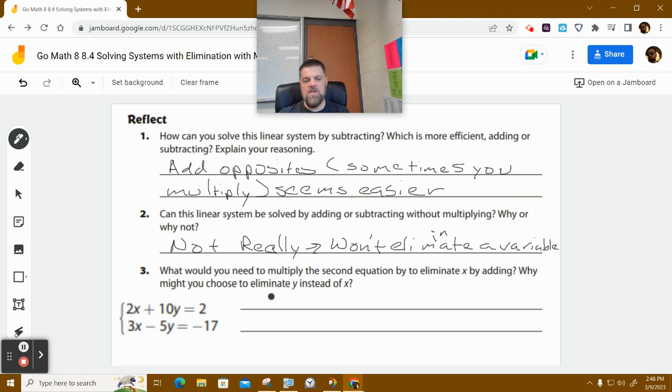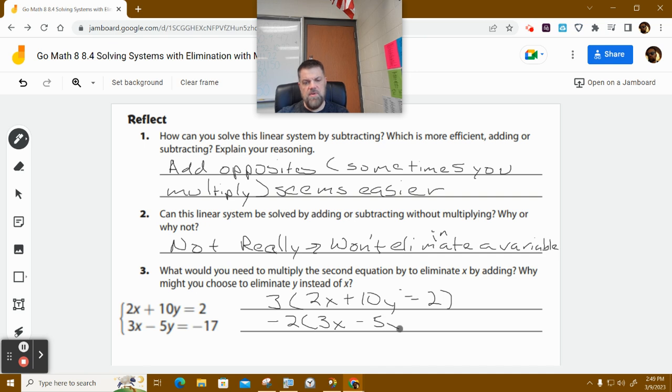So what I need to do is I would multiply. So write it down like this. Multiply. That's not a very good multiplication symbol. I'd have to multiply the first equation by 3 and the second equation by -2.